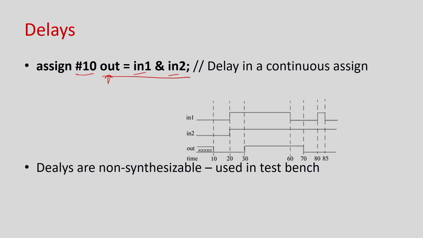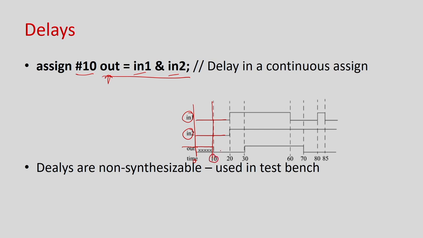So this timing diagram shows that, suppose this is your in1 and this is in2, so initially both are 0, right? So it started from here, and this is time unit 0. Both are 0, so your output should be 0, but let us say previously it was 1, so it will maintain 1 till this point.